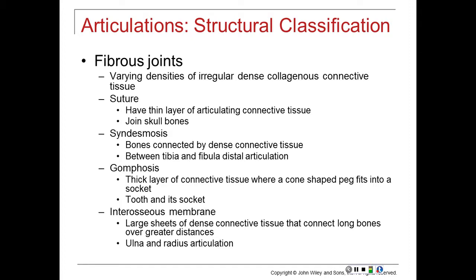A gomphosis is the technical term for our tooth socket. Teeth are actually considered a joint because teeth are made of a bony tissue, and of course they insert on the maxilla, which is a bone, so they themselves have a classification as a joint. Interosseous membranes are also fitting within this. This would be like the radius and ulna articulation, where there's a large sheet of connective tissue surrounding the two bones. So those would all be fibrous joints.